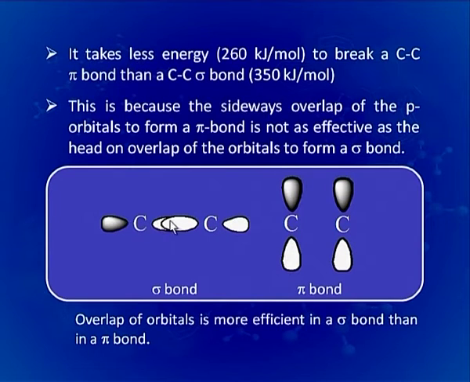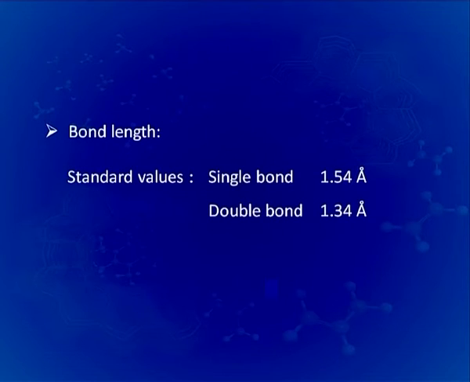In this case, the head-on overlap of the orbitals to form a sigma bond is shown here, while, as we have already shown, the lobes of p orbitals overlap above and below the plane of this sigma bond between these two carbons. So, overlap of orbitals is more efficient in a sigma bond than in a pi bond, and accordingly the standard bond length for a carbon-carbon single bond, a sigma bond, is 1.54 angstrom units, while for a double bond, that is a pi bond, it is 1.34 angstrom units.